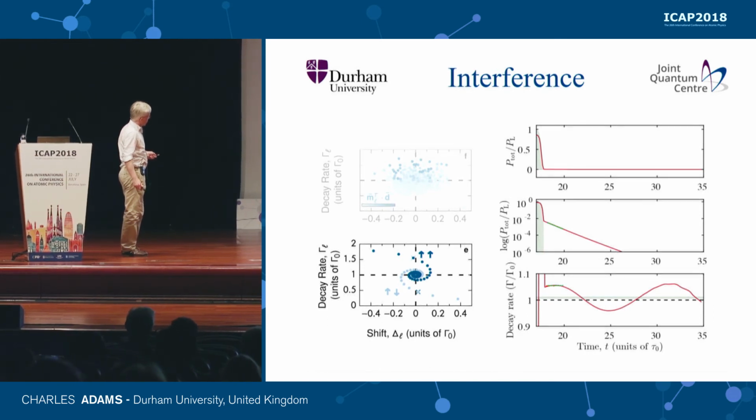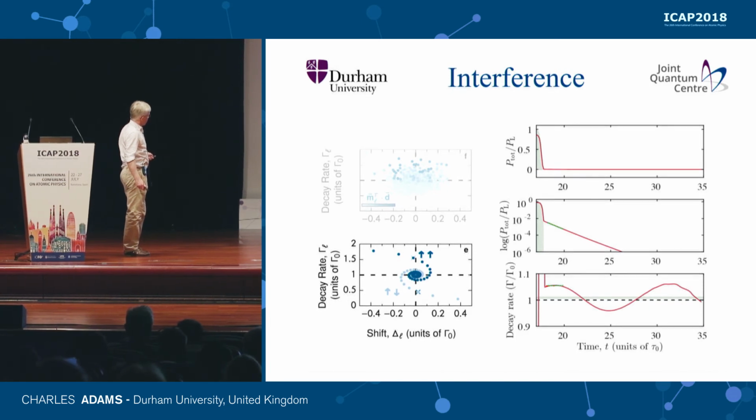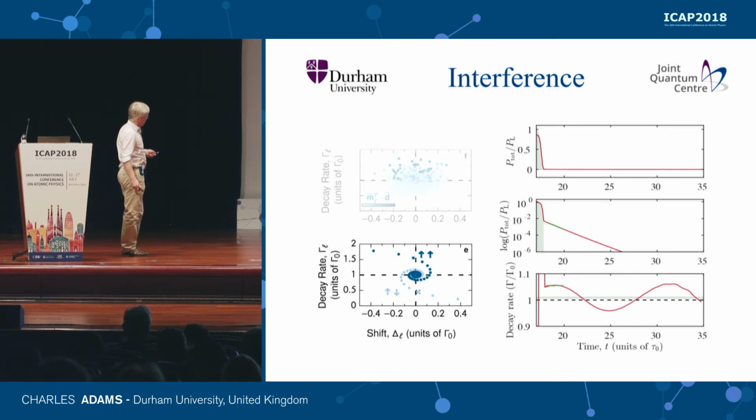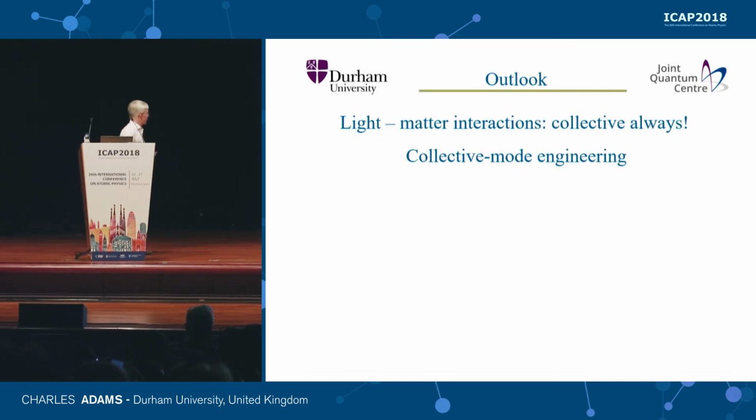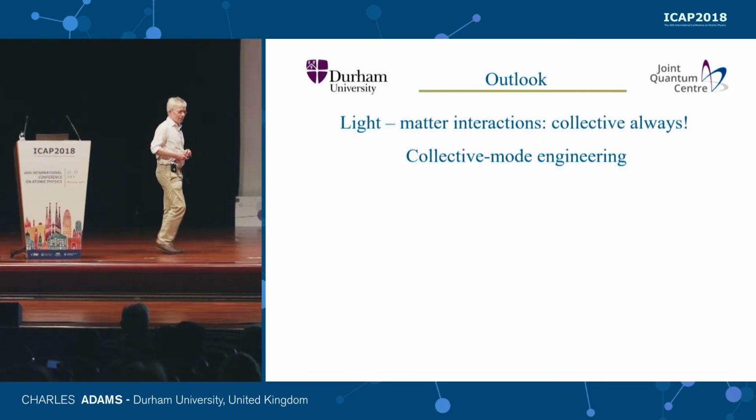But what you see is a beating. There's a beating between the superradiant and subradiant modes, because they have different frequencies, and so you see this oscillation in the decay rate. Initially, you can see a decay rate that's much faster than any of the eigenmodes because of this interference effect. All right, so that brings me pretty much to the end of the talk.